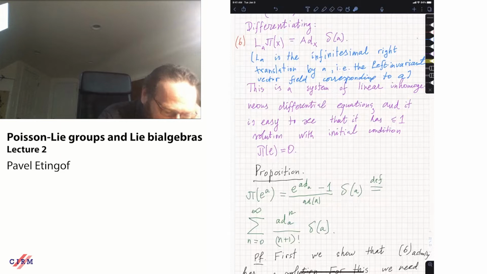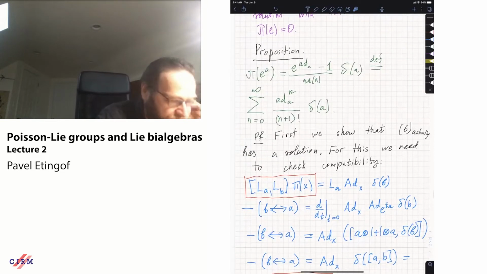Well, of course, we cannot divide by the adjoint of a, because that has zeros. But what it means is this power series. If we formally write e to the x minus 1 over x and expand it, you get this power series, which is the same as the exponential power series, but with n factorial replaced by n plus 1 factorial. And so that's the answer.